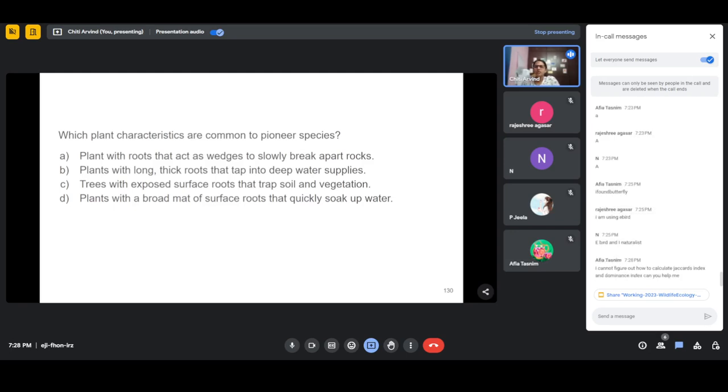Anybody from... I cannot figure out how to calculate Jaccard's index and dominance index. Okay, can you help me? Okay, sure. Yeah, thanks, Afia. I'll take a note of this. So the next time I will prepare some slides that can include Jaccard's index and dominance index. So dominance index was the one we just covered right now, right? We can put up some problems for that. And also, if I do find any resources, I can share it with you as well. But we can cover this in the next class.